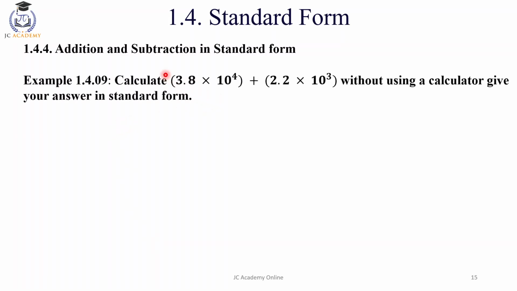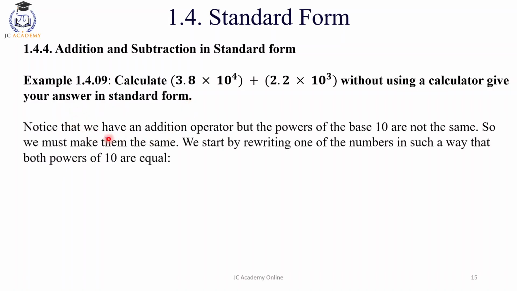So let's look at an example. Calculate 3.8 times 10 to the power of 4 plus 2.2 times 10 to the power of 3, without using a calculator, and give your answer in standard form. Notice that we have an addition operator here, but the powers of the base numbers are not the same. We have 10 to the power of 4 here, and 10 to the power of 3 here. So we must make them the same. We start by rewriting one of the numbers in such a way that both powers of 10 are equal.